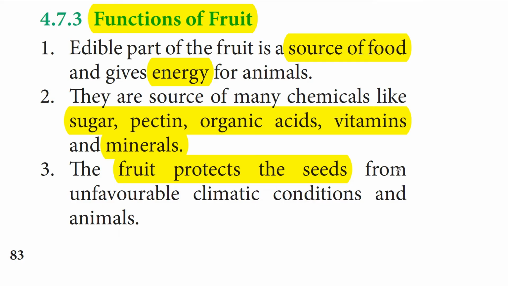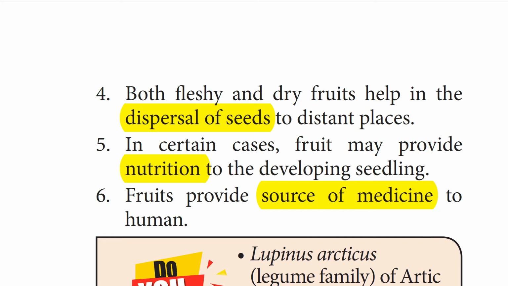Functions of the fruit. Fruits becomes the source of food for animals and human beings. The edible part of the fruit is the source of food, and they contain important chemicals like sugar, pectin, organic acid, vitamins and minerals. And the fruit protects the seeds from the unfavorable conditions. Both fleshy and the dry fruits help in the dispersal of the seeds.